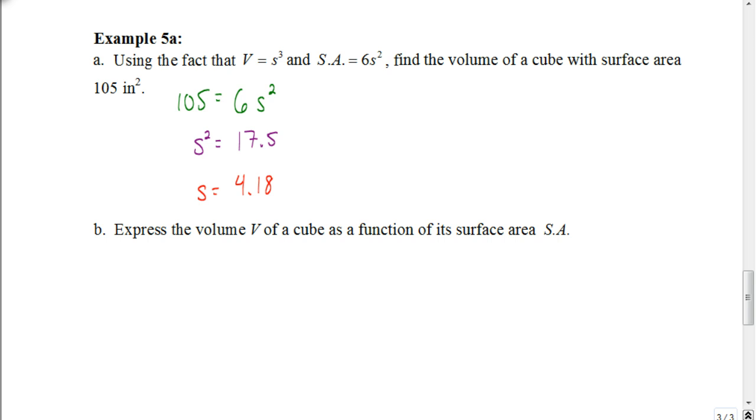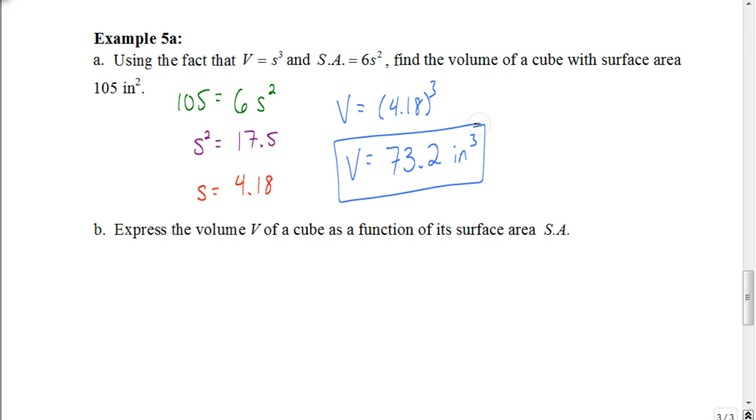So now to find the volume is going to be the side length, or the edge length, cubed. So my volume, 4.18 cubed, is 73.2, and this would be in inches cubed. That would be my answer.